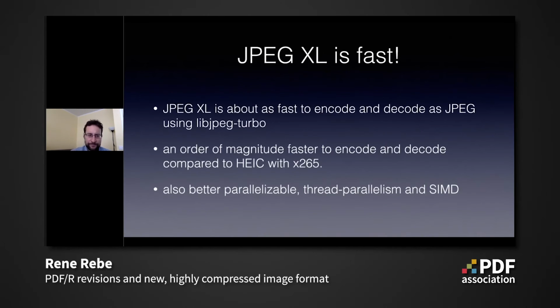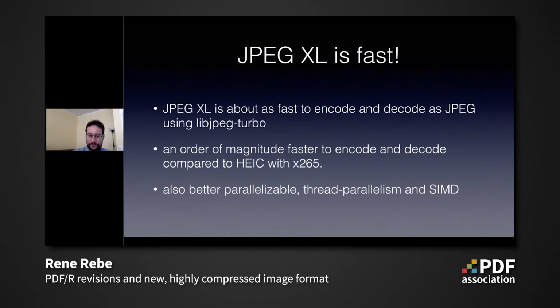JPEG XL is also very fast, much faster than the motion picture high efficient codecs like H.265 or even AV1. About as fast to encode and decode as JPEG, at least the open source reference implementation. This, I think, is from the Mozilla Foundation, libJPEG Turbo, which is a more thread and single instruction multiple data optimized version of libJPEG. So it is much faster than I expected. Especially these video codecs are often a magnitude slower. So that is an interesting benefit.